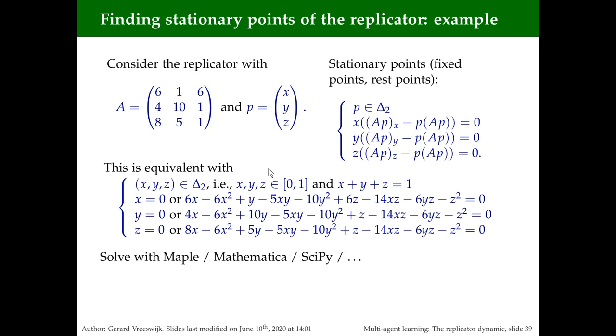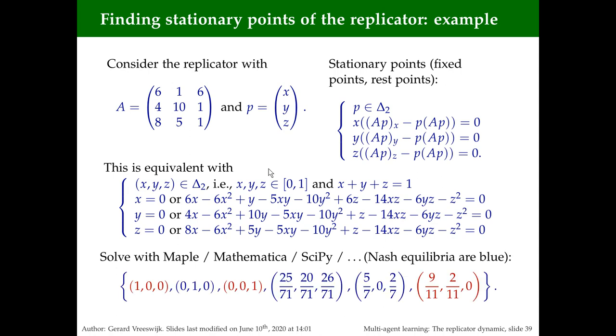So use Maple, Mathematica, or SciPy, or another scientific computation library, and you will find that the following are rest points. Well, of course you will always find these, because the corner points of the simplex are always rest points. And then you will find 3 other rest points, of which two are a Nash equilibrium. So this rest point is not a Nash equilibrium.